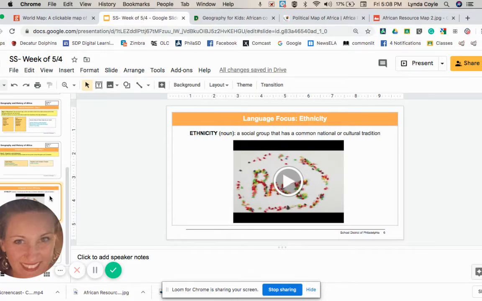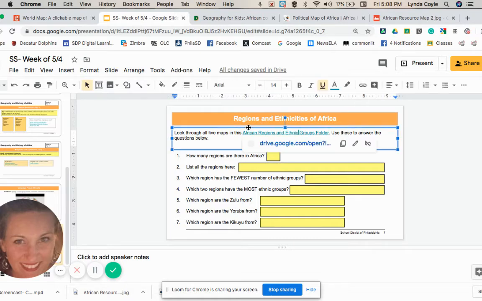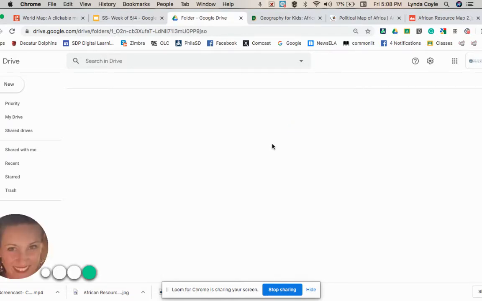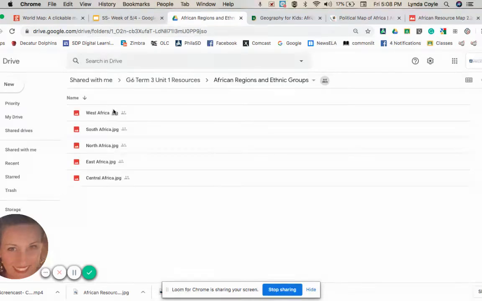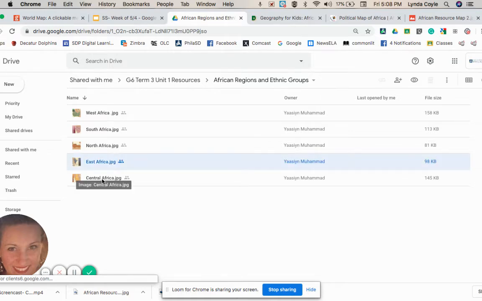And you do have another slide. I'm trying to access it now. Then you're going to look at all 5 maps that we just looked at in the Africans, regions, and ethnic groups folder. Use those to answer the questions below. You are going to have to answer all these questions. Please be specific. All of us have a Google Drive, and in this Google Drive there is a map of West Africa, South Africa, North Africa, East Africa, and Central Africa. They are all pictures.